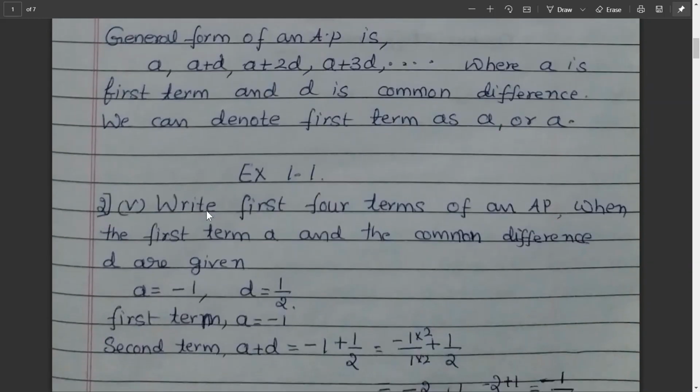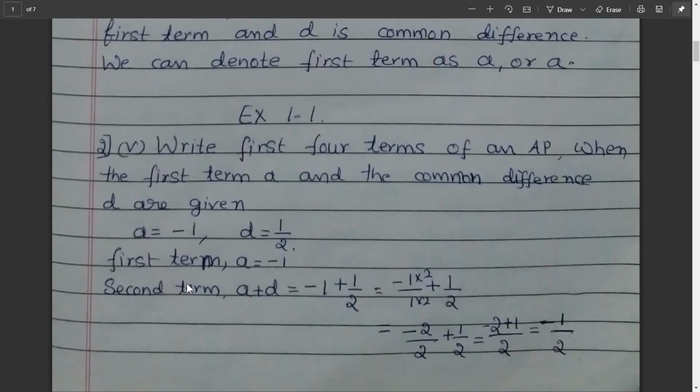Now let us see the first example which we have solved. Write the first 4 terms of an AP when the first term A and the common difference D are given. Here the AP is not given, but the first term and the common difference are given. So first term A is minus 1 and common difference we use D, so that is half. So first 4 terms we have to find out. First term A itself is the first term, so A is minus 1, we don't have to calculate. Second term, as the general form is given here, second term is A plus D. If you add the common difference D to the first term, you will get the second term: minus 1 plus a half.